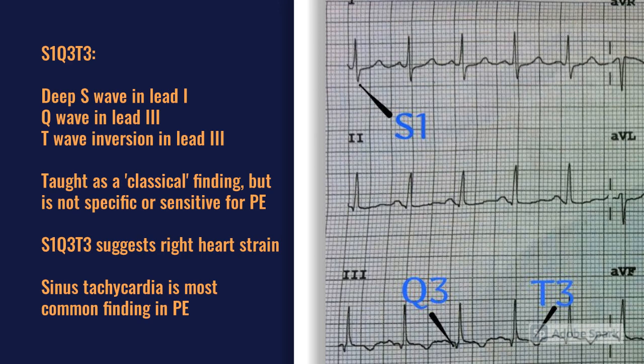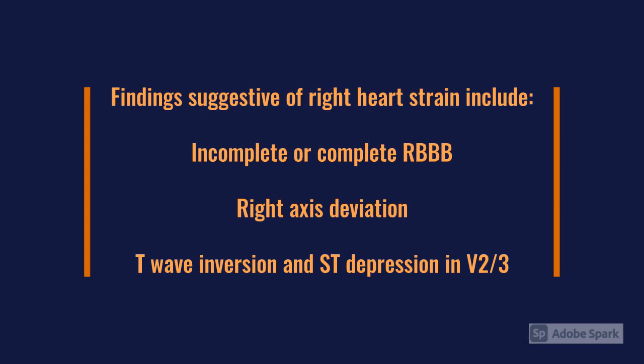So alongside that, alternate findings might be incomplete or complete right bundle branch block alongside a right axis deviation. And then sometimes we can also see T-wave inversion and ST depression in V2 and V3.